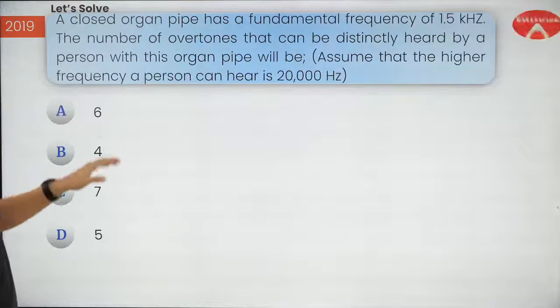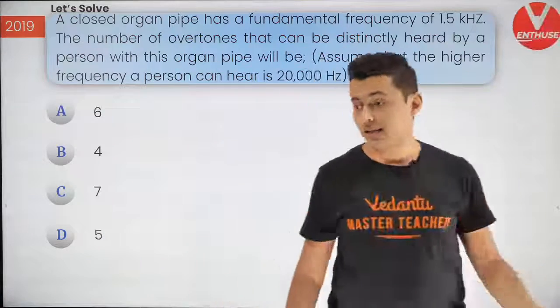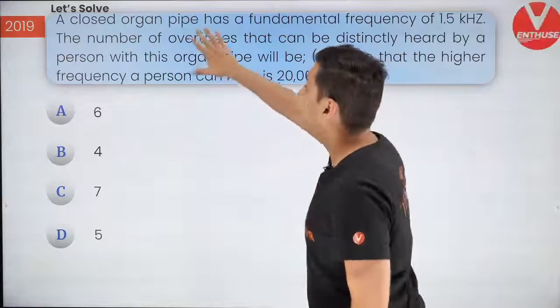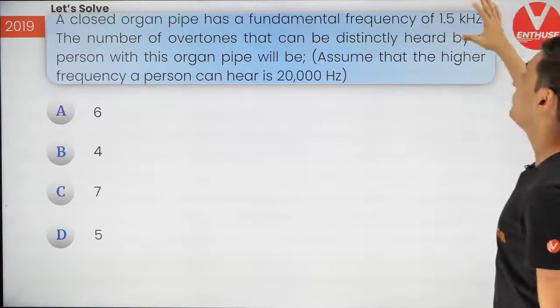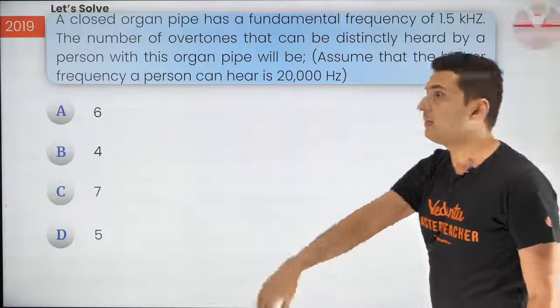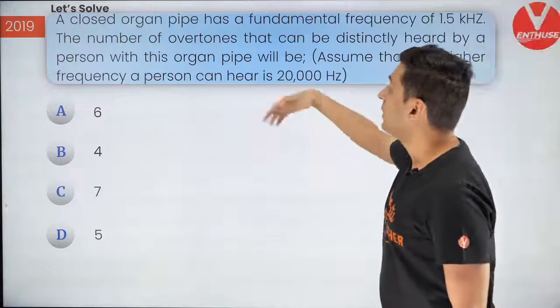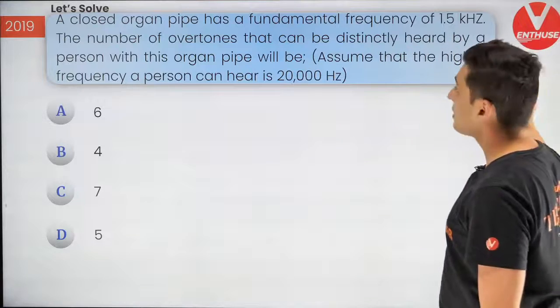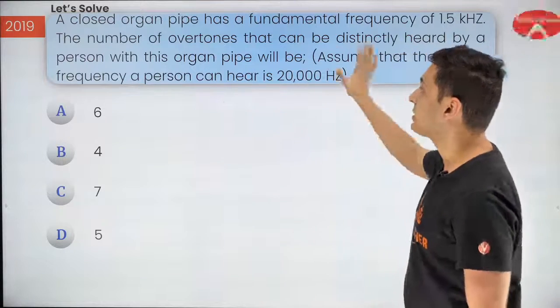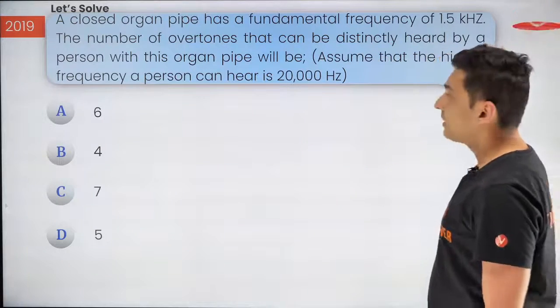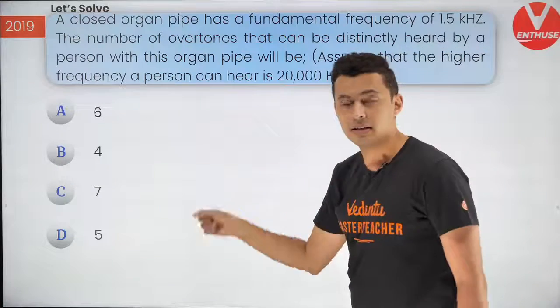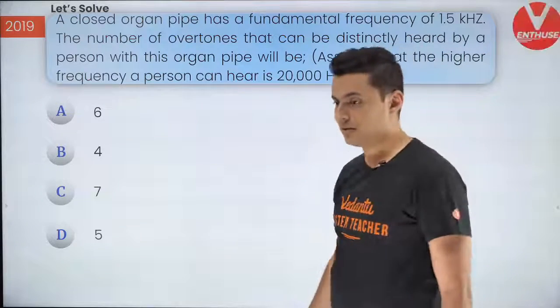And here it is, a 2019 question. This was asked in JEE 2019. There is a closed pipe and it has a fundamental frequency of 1.5 kilohertz. How many overtones can be distinctly heard by a person with this organ pipe, assuming that the highest frequency a person can hear is 20,000 hertz?